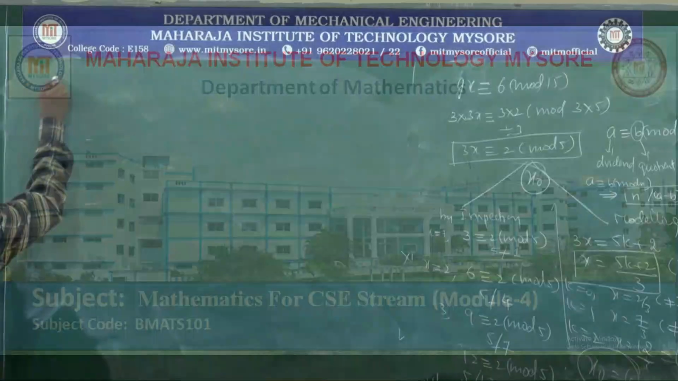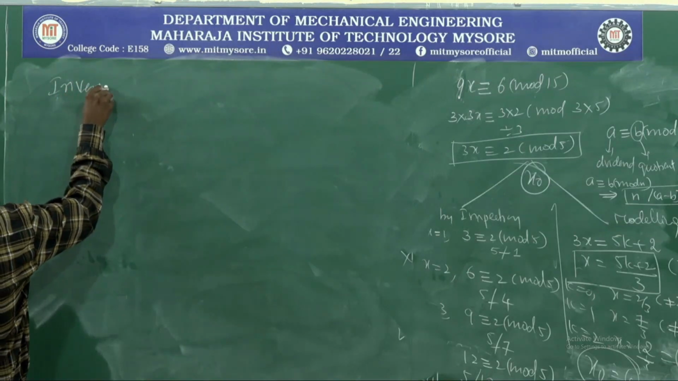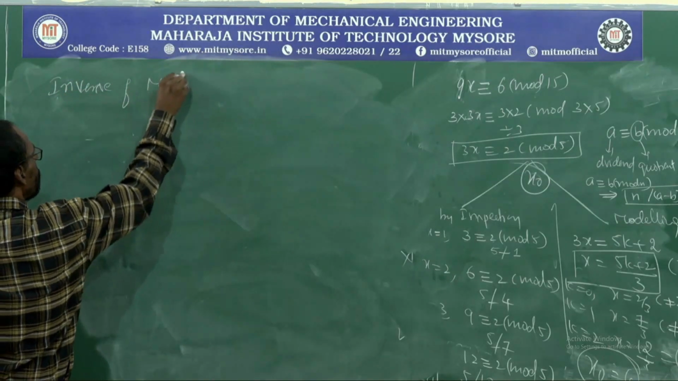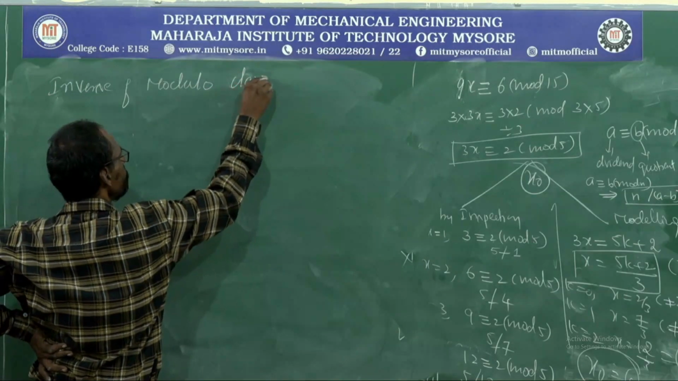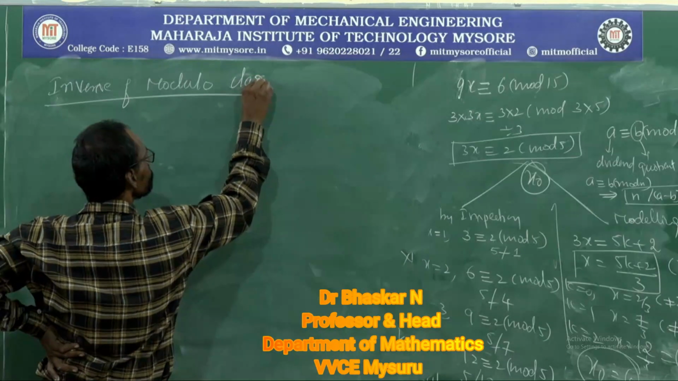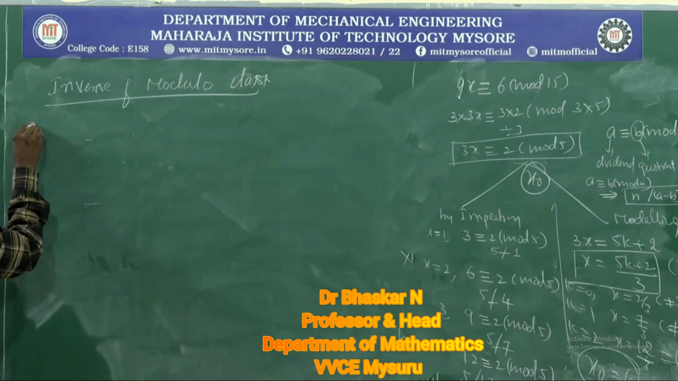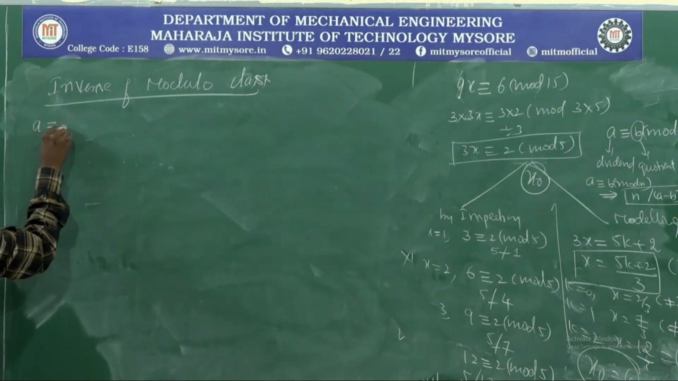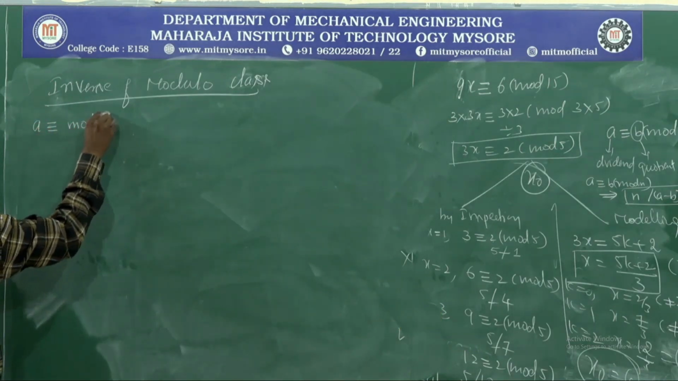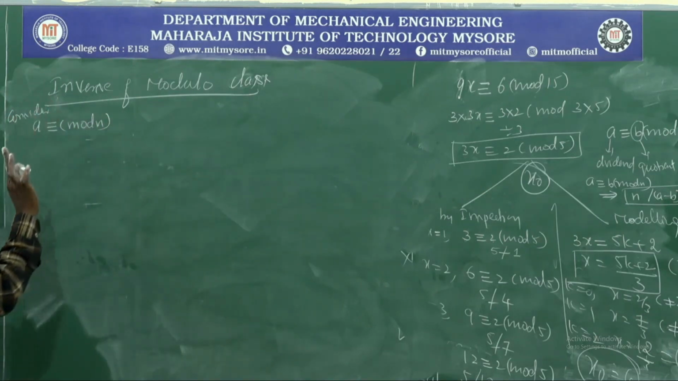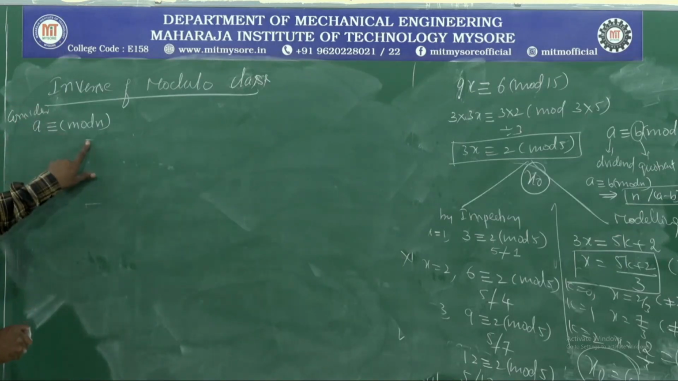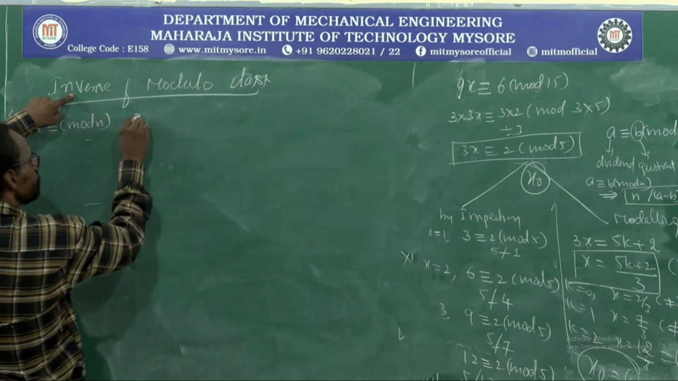Now we find the inverse of a modulo class. What does the definition say? Consider A congruent to something mod n. This is called a modulo class. To this modulo class, I want to find the inverse.